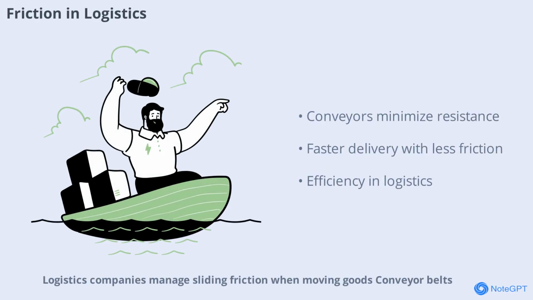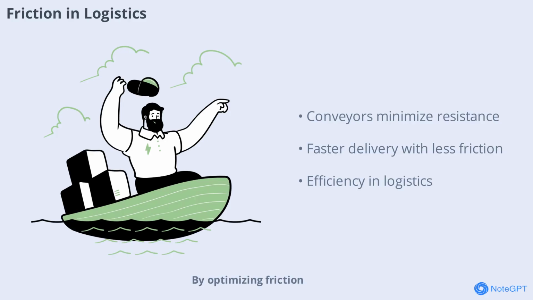Logistics companies manage sliding friction when moving goods. Conveyor belts, rollers, and loading equipment are designed to minimize resistance and speed up operations. Too much friction can slow down delivery and increase costs. By optimizing friction, logistics experts ensure goods move efficiently from warehouses to customers.